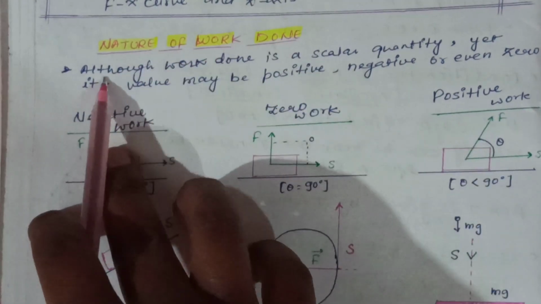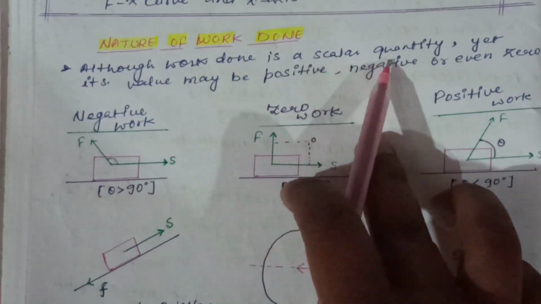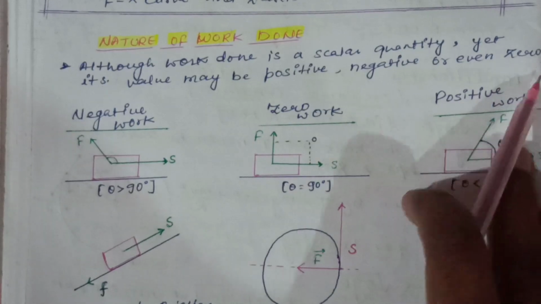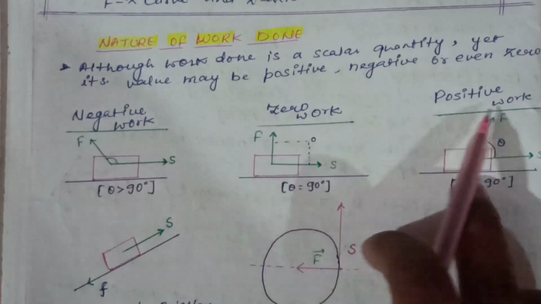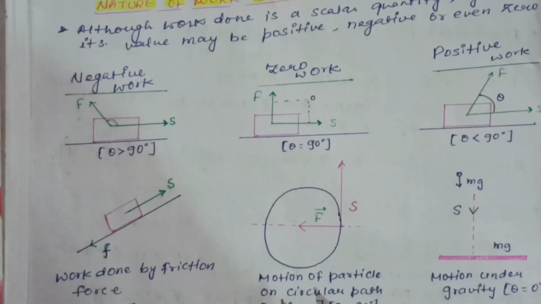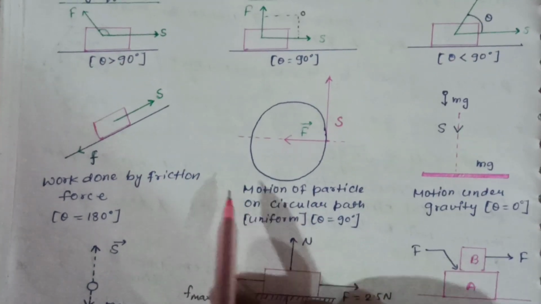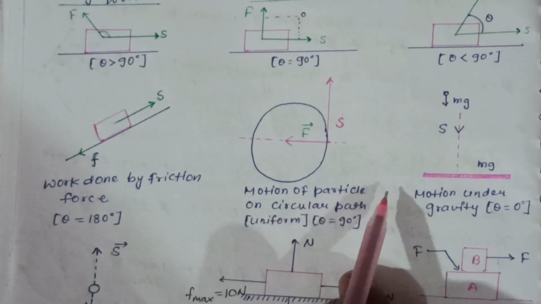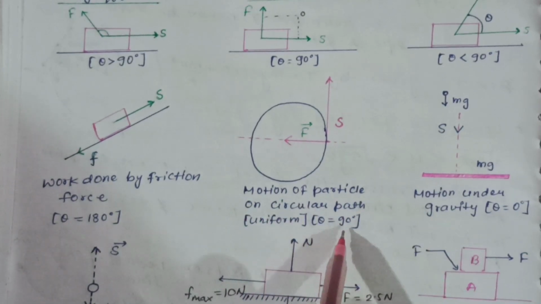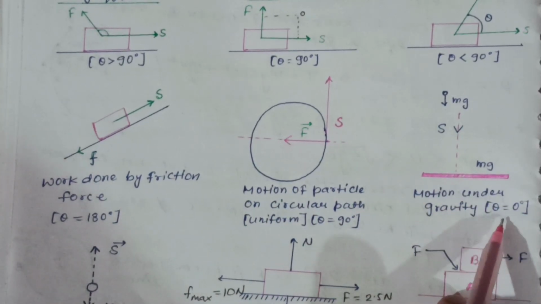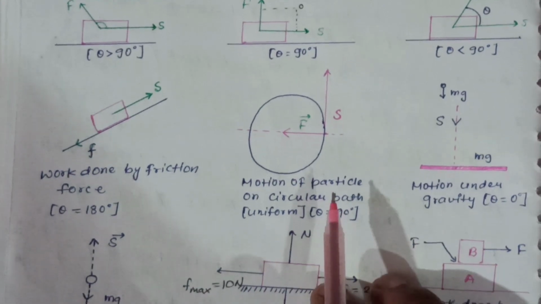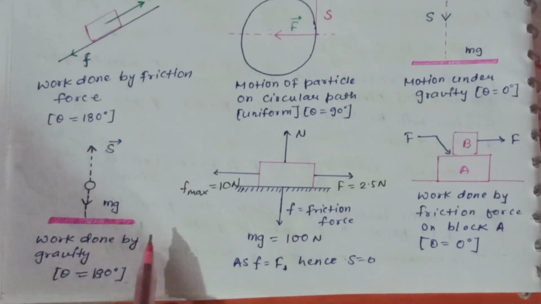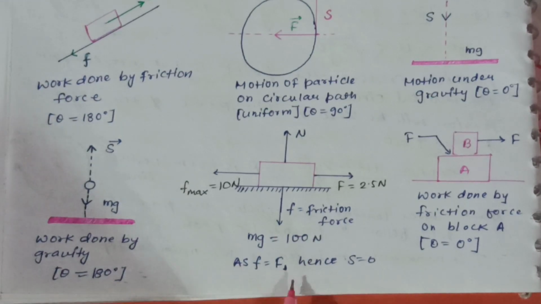Nature of work done. Although work done is a scalar quantity, its value may be positive, negative or even zero. Negative work, zero work, positive work. Work done by friction force, theta is equal to 180 degrees. Motion of a particle on a circular path with uniform speed, theta is equal to 90. Motion under gravity, theta is equal to 0. Work done by gravity, theta is equal to 180 degrees.